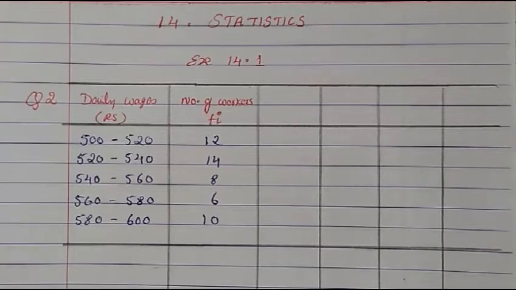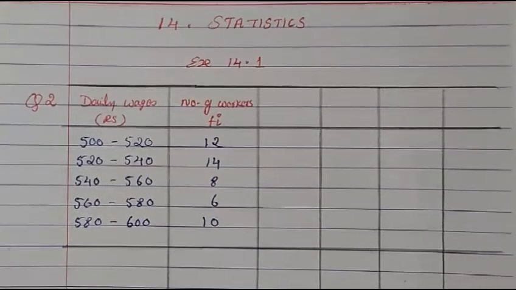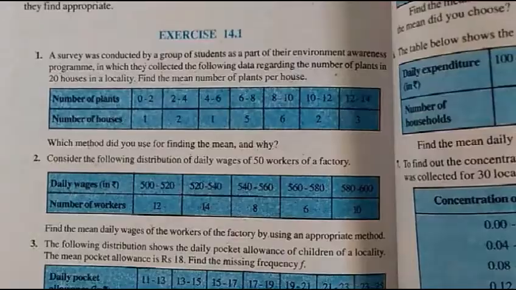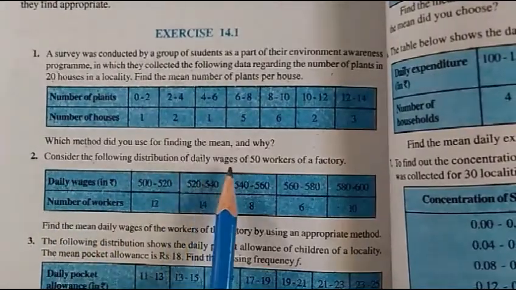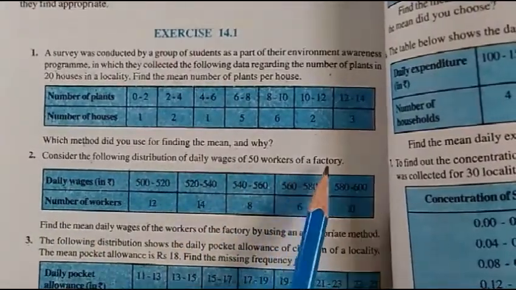We are studying chapter 14 statistics, exercise 14.1, question 2. Let's see question 2 from the textbook. Consider the following distribution of daily wages of 50 workers of a factory.